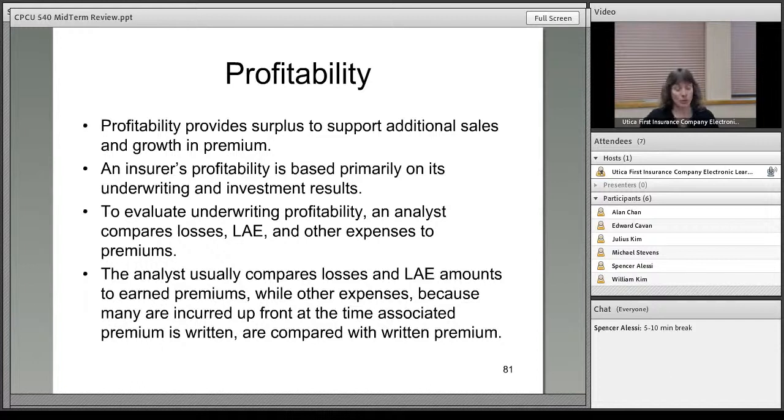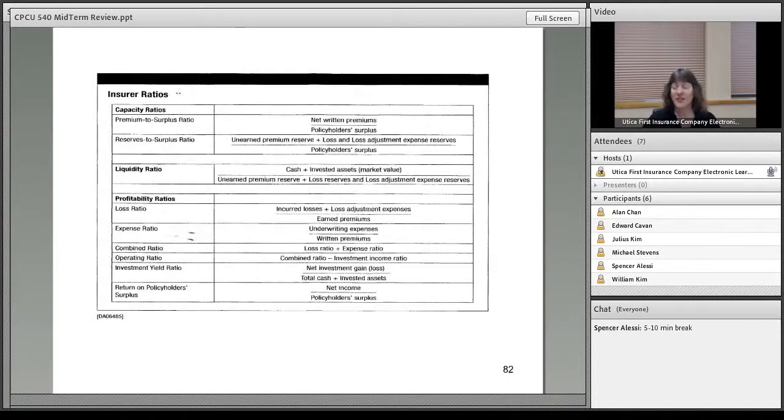So losses and loss expense amounts always go against earned, while underwriting expenses always go against written because my expenses that I incur are always based on the written premium. And commission is the one that's easiest for me to remember. It always comes to mind. I pay my commission to our agents based on the written premium. Even if I've received not a single penny, my agent still gets the commission up front. So that's why your expense ratios always use written premium.